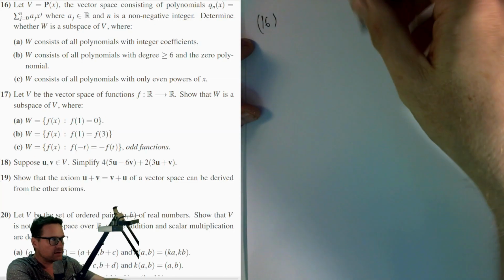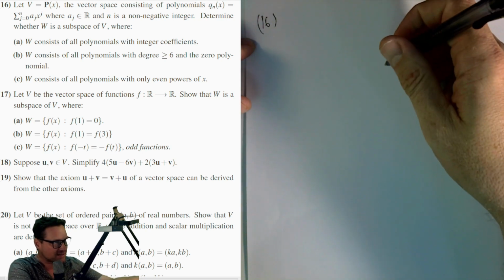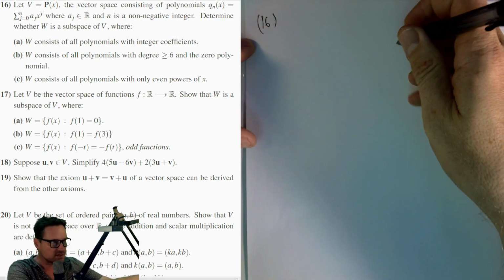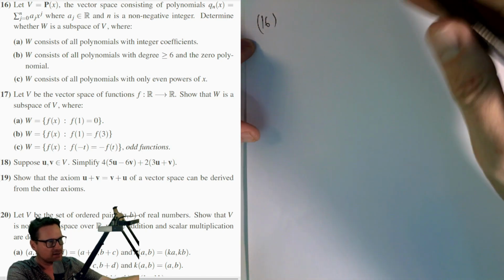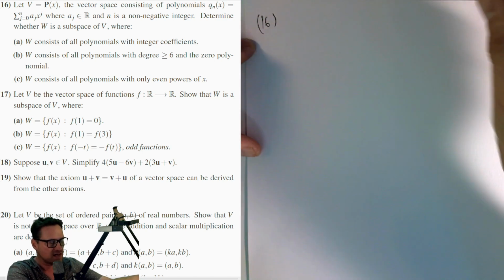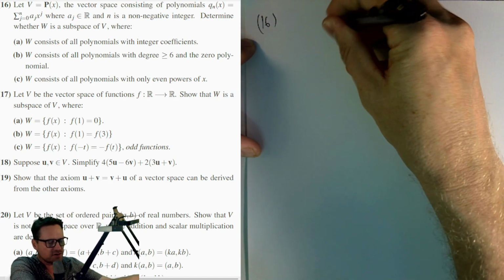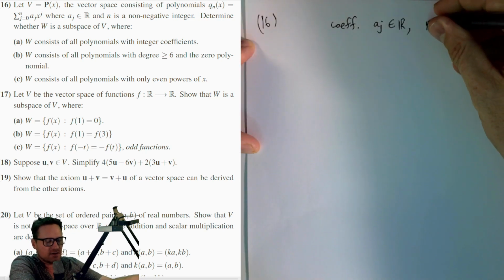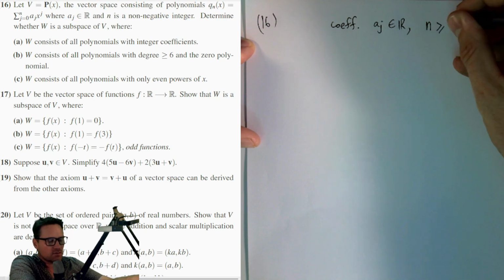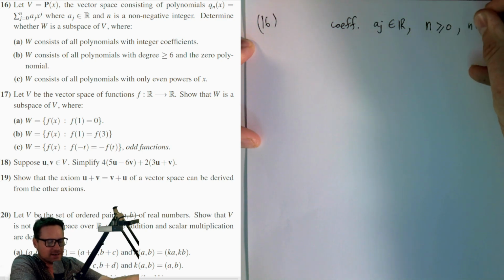Question 16. Let V be the vector space consisting of polynomials in one variable x, where the coefficients are real numbers and the degree n is non-negative. Let's just take some notes. Coefficients, a subscript j, are real numbers, n is non-negative, so that means n is greater or equal to 0 and n is an integer.